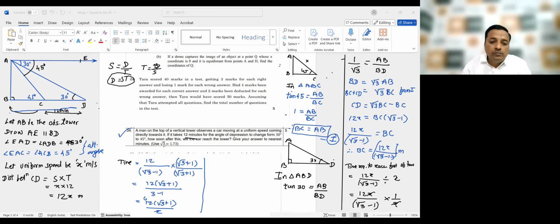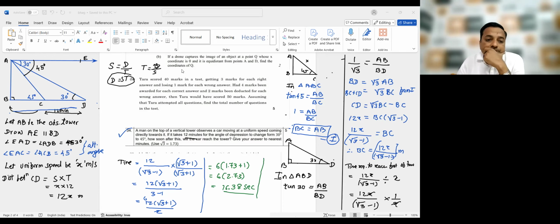Now you have 6. Value of root 3 given already 1.73 plus 1, then 6 into 2.73. Multiply: 6 3s are 18, 1 carry. 6 7s are 42 and 1, 43. 4 carry. 6 2s are 12 and 4, 16. So it requires 16.38 seconds to reach the foot of the tower. Sum solved. Got it? Yes, sir.